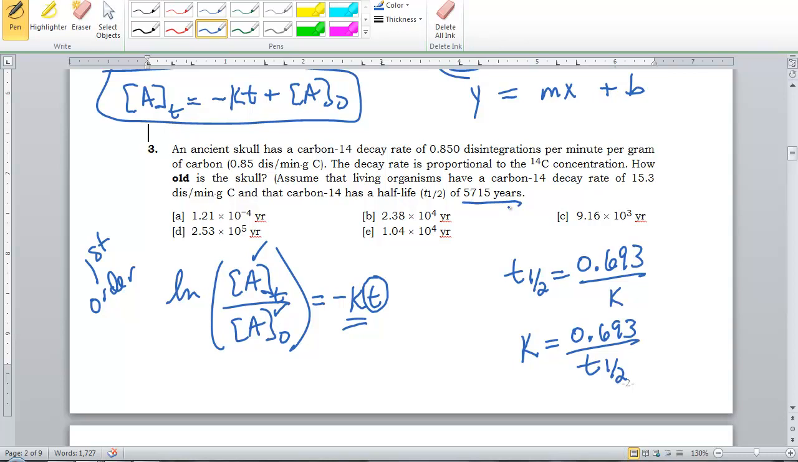All right, so here we go. So this comes out to be about 1.21 times 10 to the negative fourth. And since the half-life was in years, we divided by years. So this is going to have units of 1 over time. All right, now we can plug that in along with the concentrations.